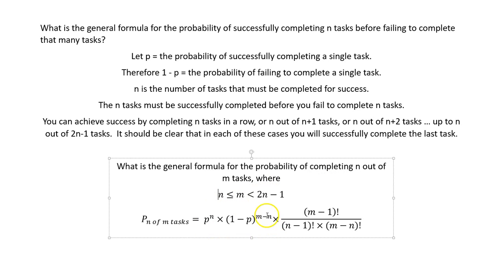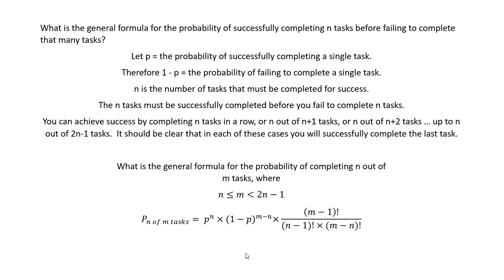So here's the probability of any one arrangement of successes and failures, P to the N, 1 minus P to the M minus N, and the factorial terms give you the number of ways of achieving those arrangements, all right? So your probability of success for completing N out of M tasks is given by this general relationship. I think if you look at it long enough, you'll see that it makes sense.